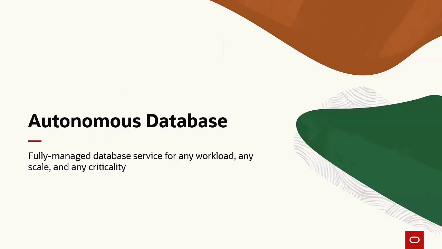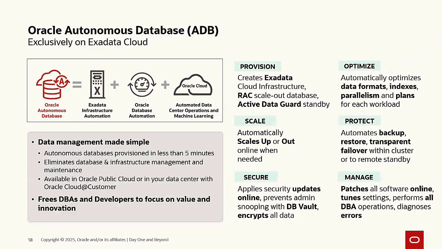Of course, I mentioned autonomous database in the previous slide. So now we will dive deeper into this service. As previously mentioned, Oracle Autonomous Database runs on Exadata infrastructure in both Oracle Public Cloud as well as on-premises with the Oracle Cloud at Customer deployment option. The only exception is Autonomous Database Serverless, which is also available, but only in public cloud, only in OCI.